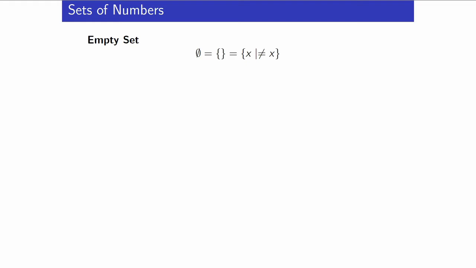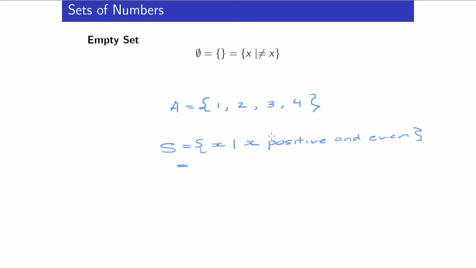This is simply a set with no elements. Say you had a set of numbers, let's say 1, 2, 3, 4, 5. Let's come up with another set S, and we'll use the example from before, where x such that x is positive and even. In this case, this is not a null set, because x is an element of A. So what are the positive and even things in A? It's simply 2 and 4.